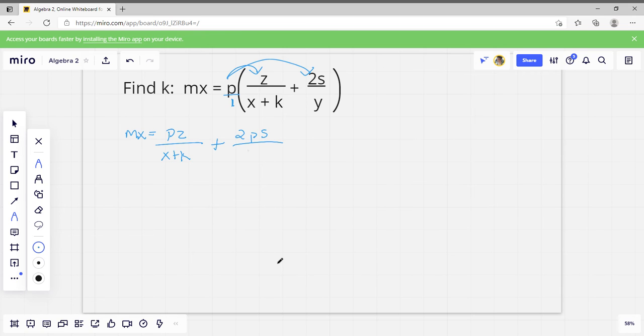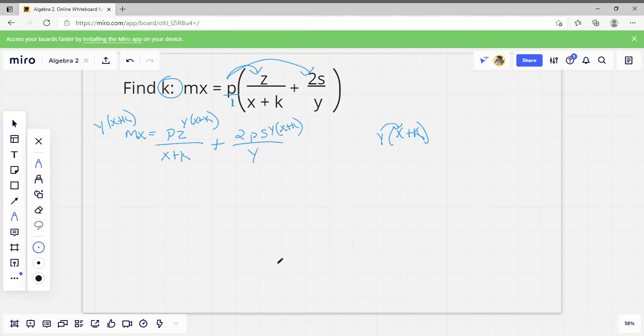2ps over y. All right, now I'm trying to find k. First I have to get a common denominator, so that would be y times x plus k. Now I could go ahead and rainbow that before I do the common denominator, so I'd have xy plus ky. I think I'll do it this way. Y times x plus k there, and here I'm going to do y. Wrote that wrong. Fix that. Y times x plus k. And right here I'm going to multiply times y, x plus k.